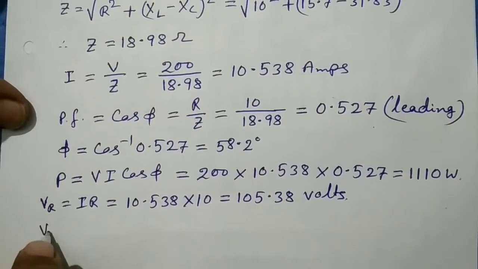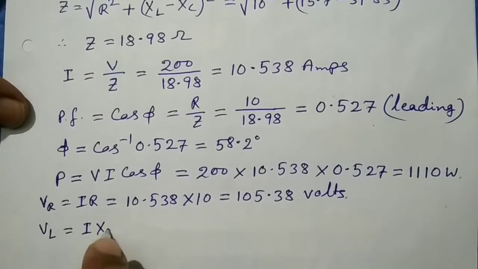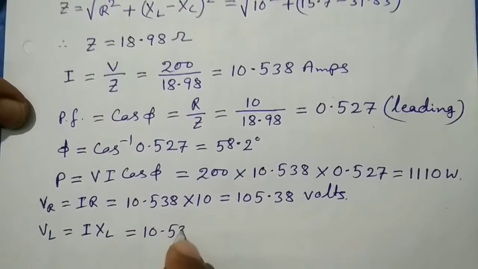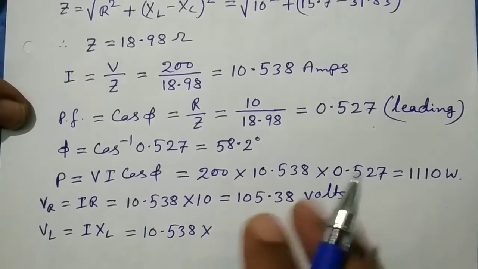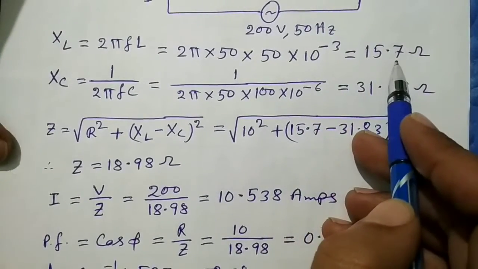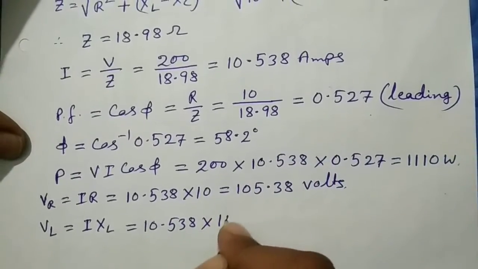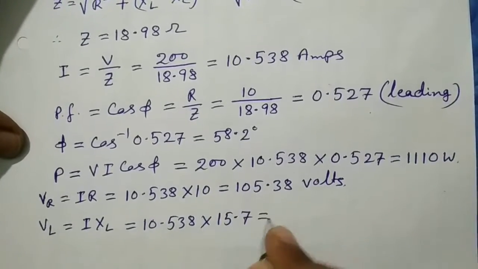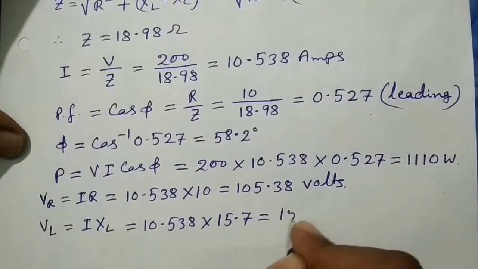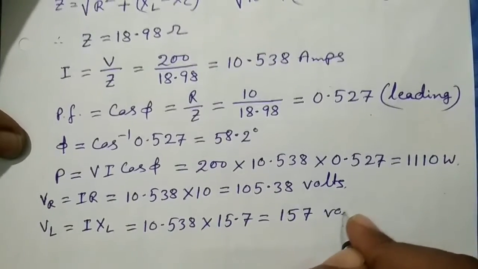Now the voltage drop across the inductance VL will be I into XL, where I is 10.538 and the inductive reactance that we have calculated is 15.7. So it will be 157 volts.